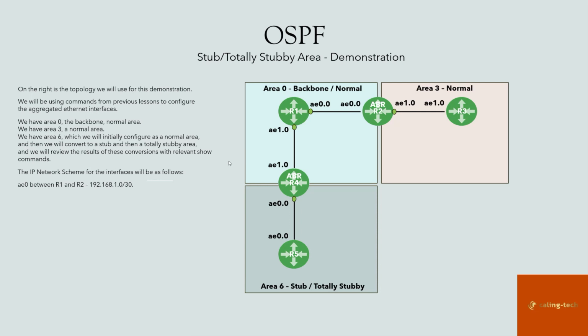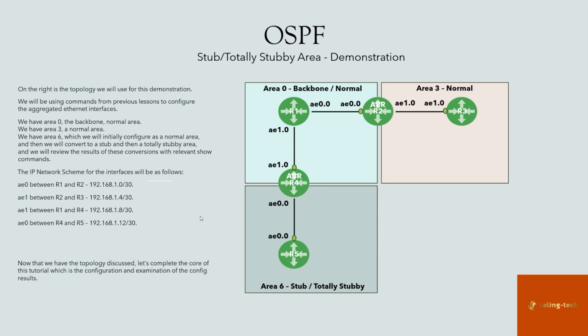Now, with regards to this IP network scheme, the interfaces are going to be as follows. AE0 between R1 and R2 is going to be 192.168.1.0/30. The interfaces between R2 and R3 can be 192.168.1.4/30. The interfaces between R1 and R4 are going to be 192.168.1.8/30. And the interfaces between R4 and R5 are going to be 192.168.1.12/30.